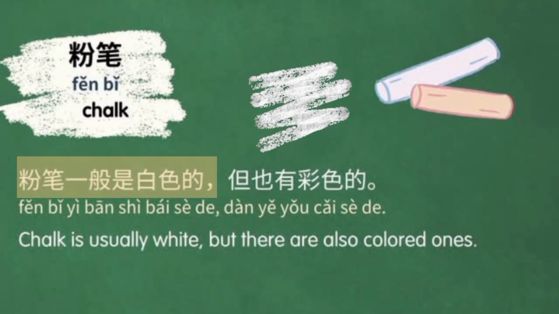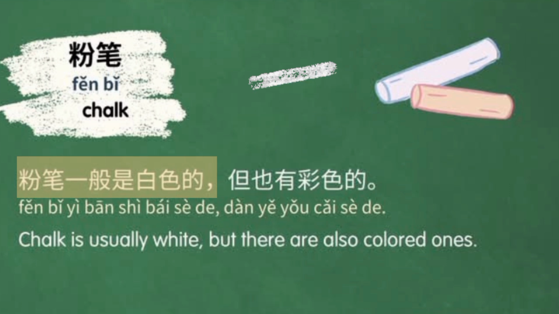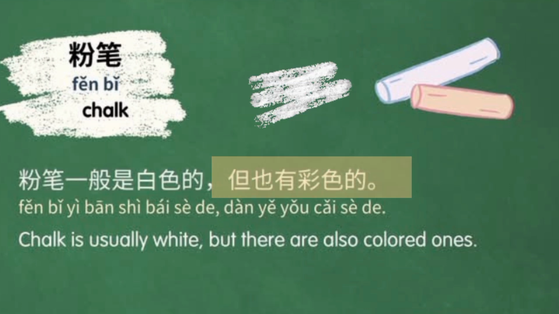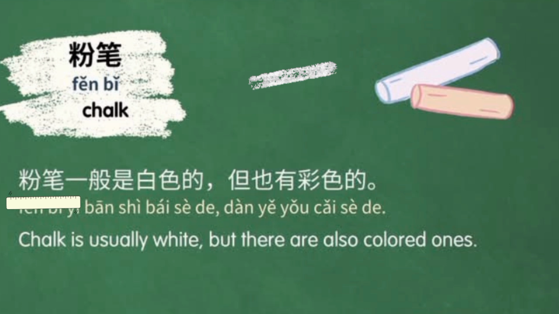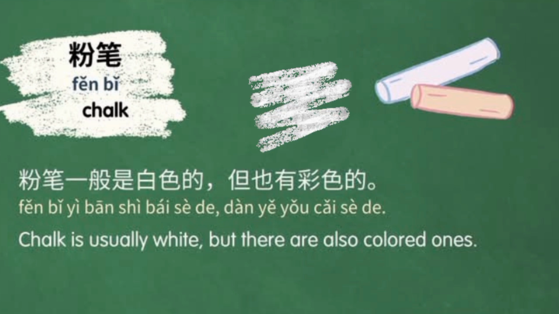粉笔一般是白色的，但也有彩色的。 Chalk is usually white, but there are also colored ones. Let me highlight the words we just learned. 粉笔. Hope you learn it. Let's move to our next vocabulary.